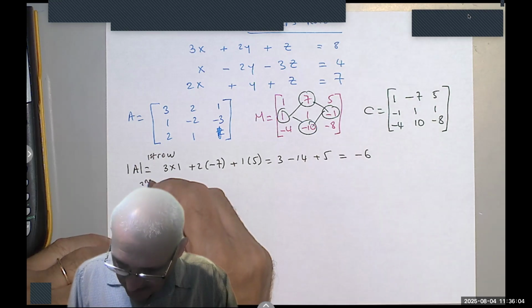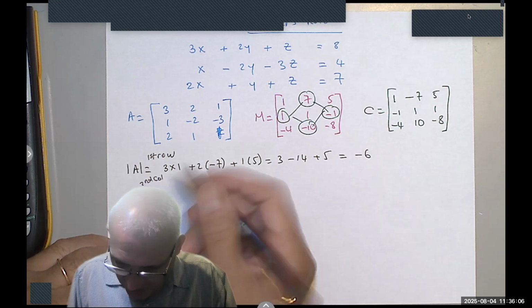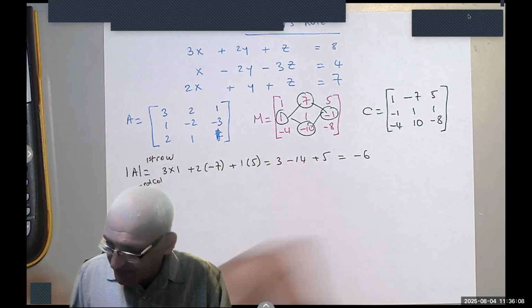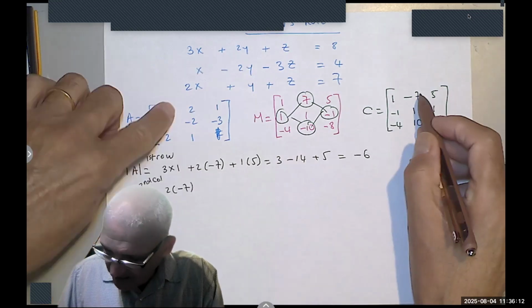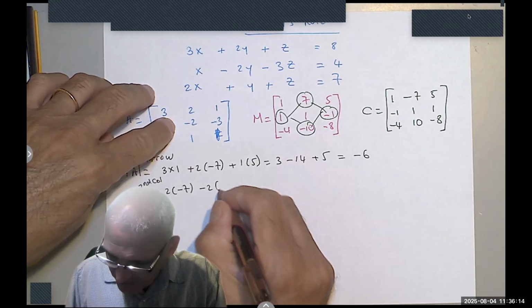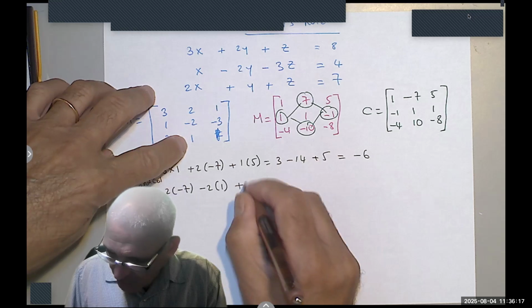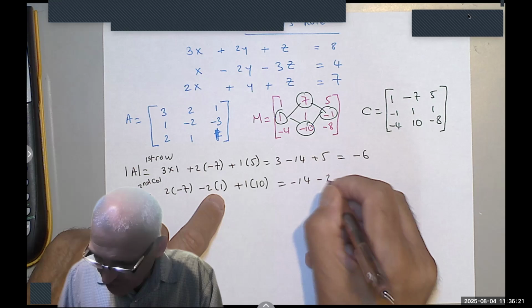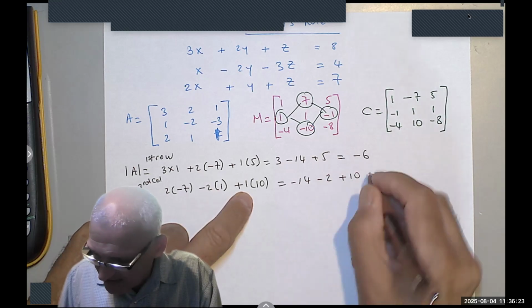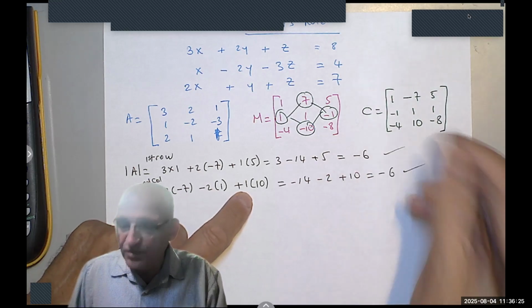Let's say second column. We can do all of them, but just to save time: 2 times -7, minus 2 times 1, plus 1 times 10. -14 minus 2 plus 10. So it's -16 plus 10, which is -6. So we know the determinant is -6.